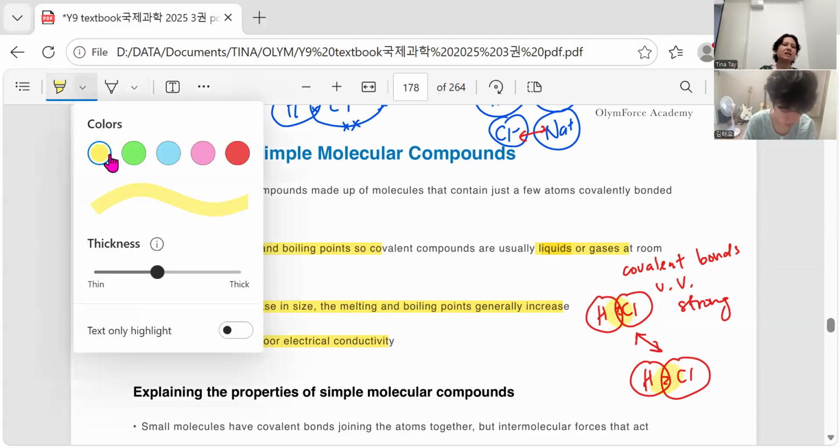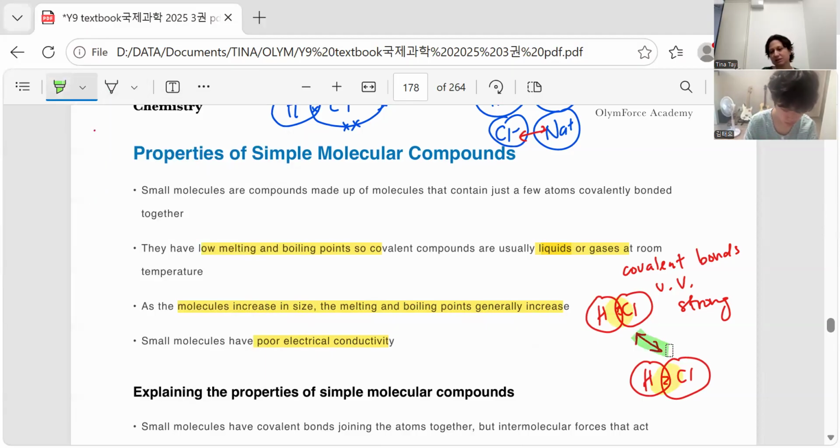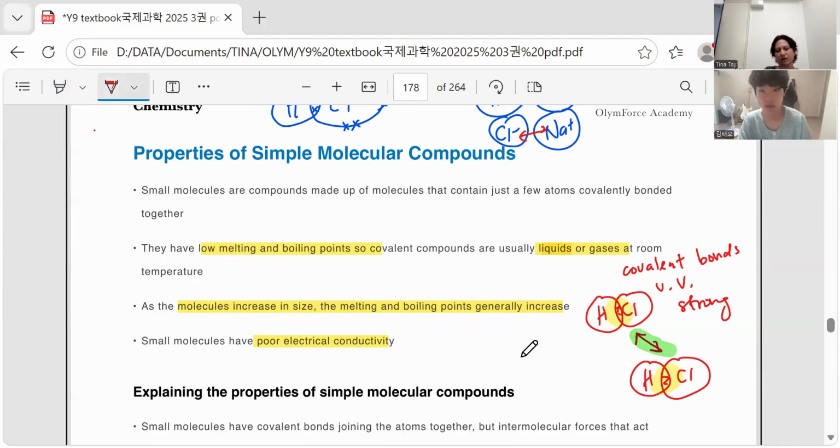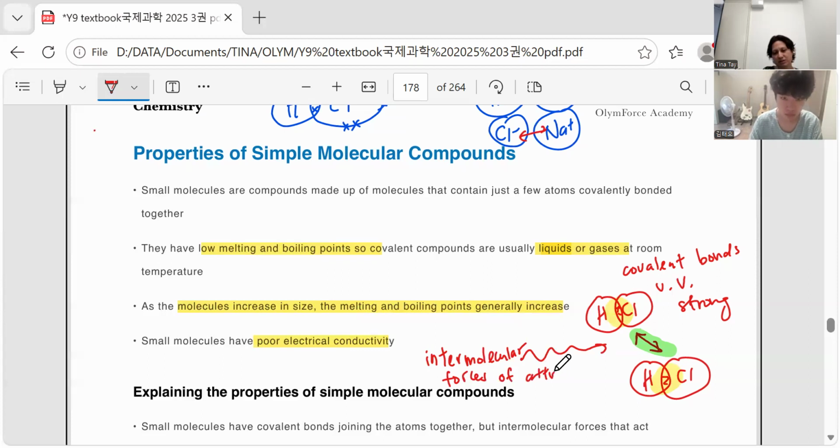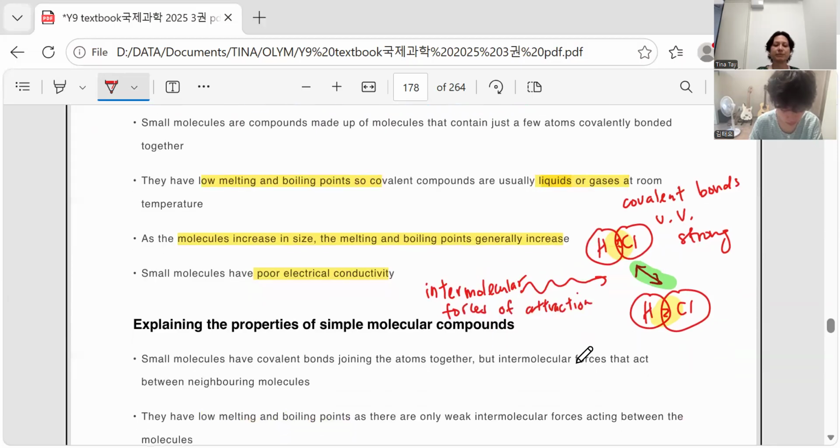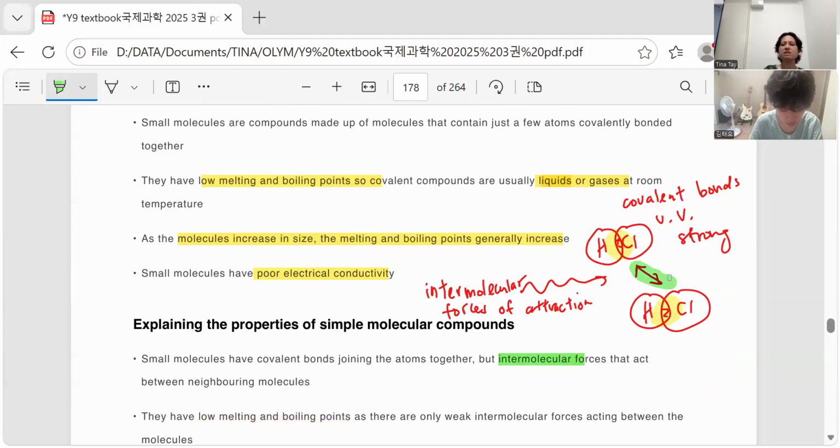The one we separate is here, the intermolecular forces of attraction. So the one we separate is here. This is called intermolecular forces of attraction. Can you draw this so that you know what it is? Draw it next to the intermolecular.